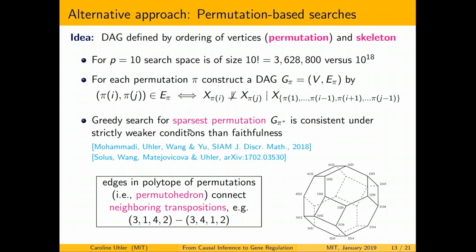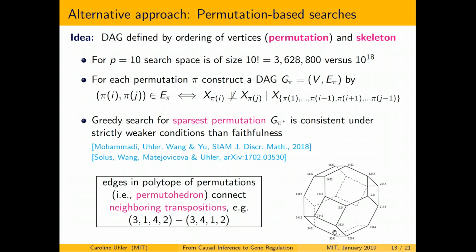Okay, so now I still need to tell you how to perform a greedy search in the space of permutations. So what is a neighbor in the space of permutations? So here a nice geometry comes in. The space of permutations is actually a polytope. Here I'm showing you the space of all permutations of length 4. So you see every vertex corresponds to a permutation. This is known as the permutahedron, this polytope here. And so greedy search means I'm walking along the edges of this polytope.